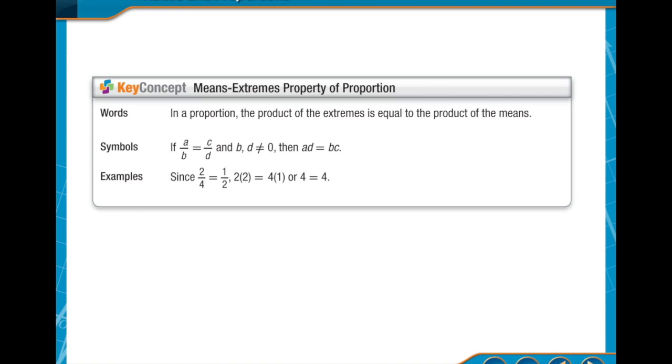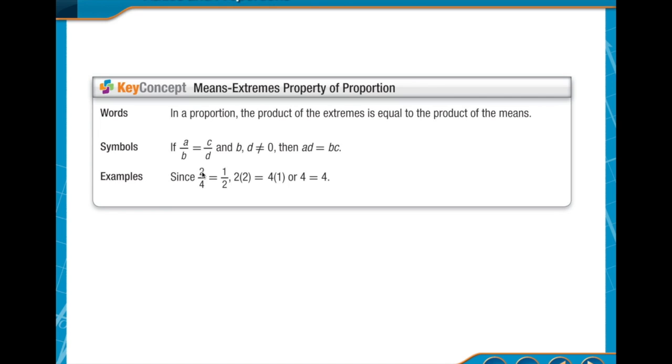In other words, if we're given two fractions, a over b, just two numbers, equal to c over d, two other numbers, and b and d are not equal to 0, because you can't divide by 0, then we can just take their cross products and say they're equal. So a times d equals b times c.